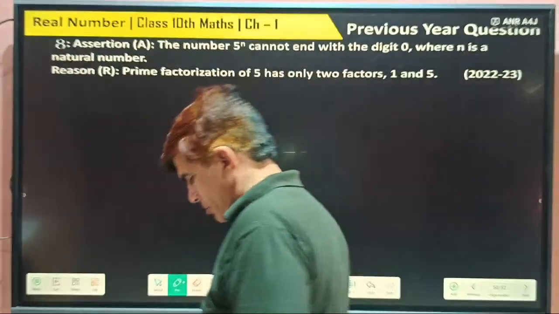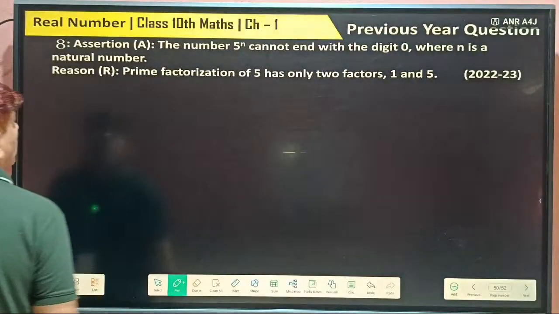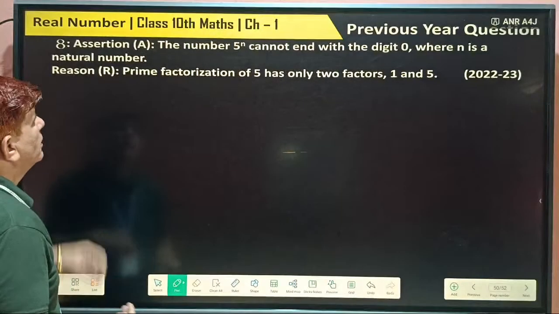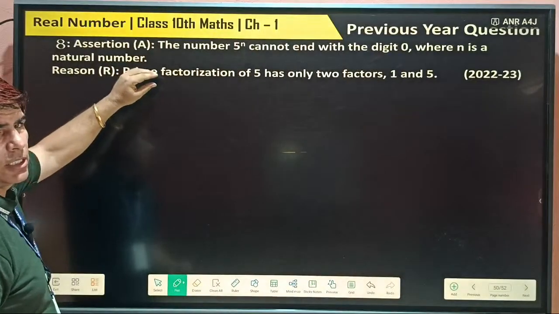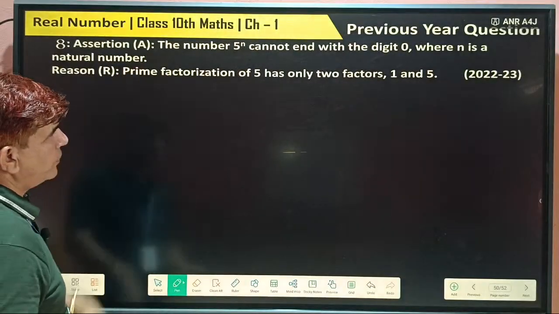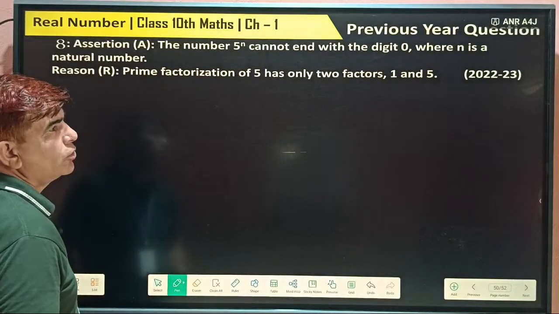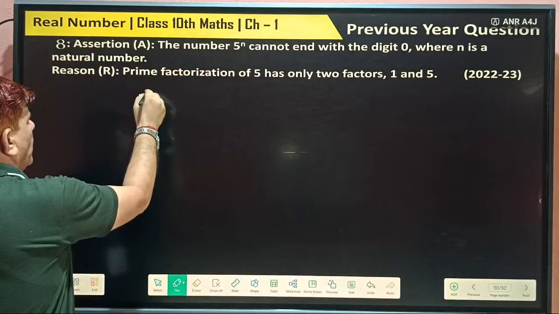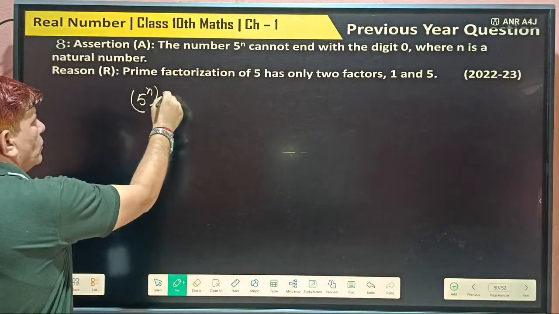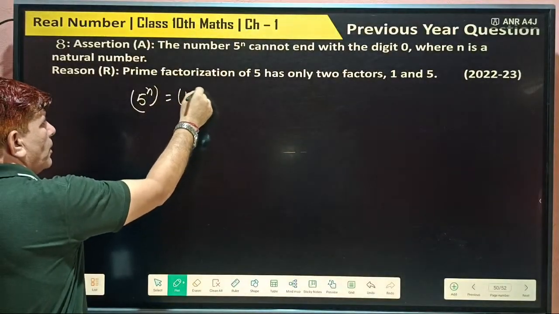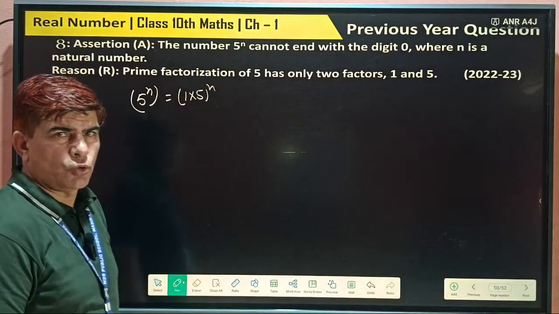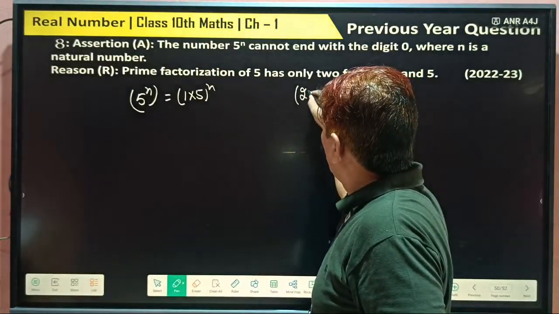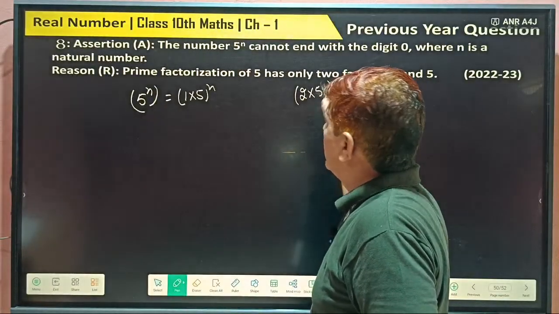Question number 8 is given. It is a question based on assertion and reason. The statement is: the number 5^n cannot end with the digit 0 when n is a natural number. So for 5^n, what are its factors? It is 1 into 5^n. To get the unit digit 0, we need 2 into 5^n.